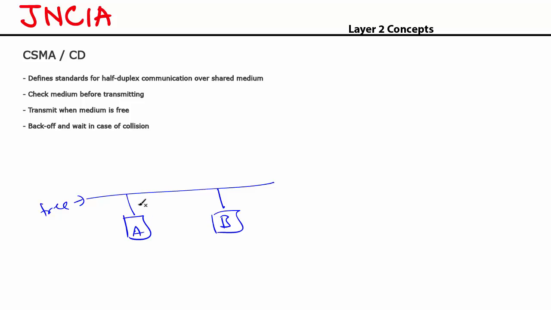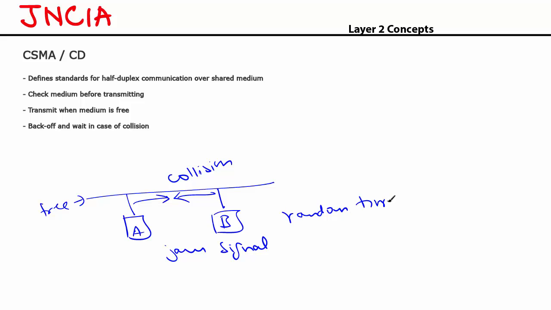But what happens if both of them send data at the same time? That results in what is known as a collision. When two devices try to send data at the same time, that's what is known as a collision. Now, when a collision happens, both these devices are going to send what is known as a jam signal and then back off for a random amount of time. So it could be some X seconds. So they'll back off for a random amount of time before they begin to retransmit their data.